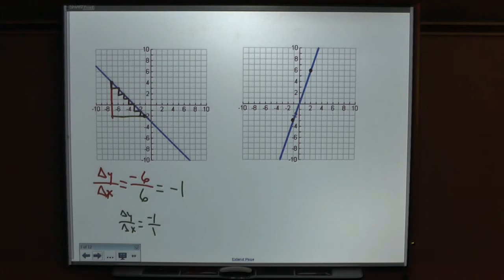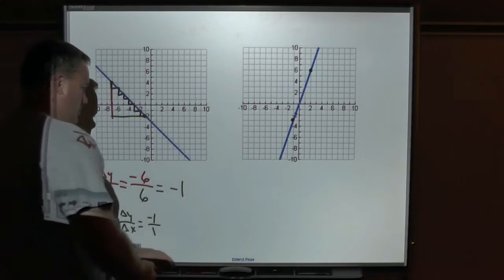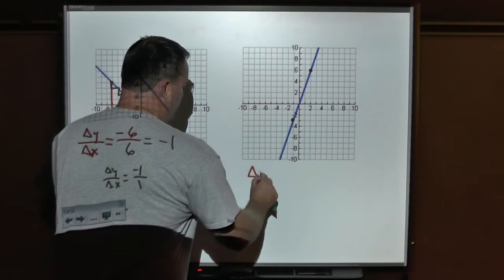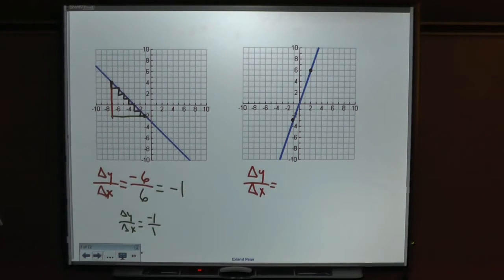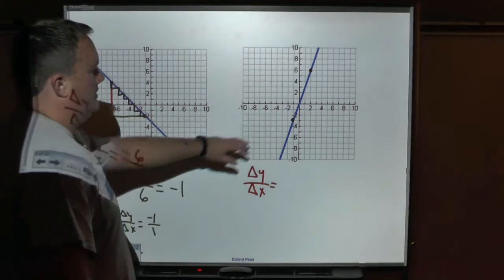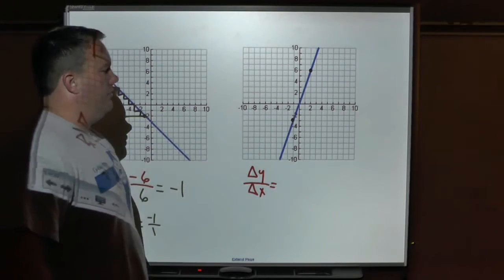Let's take a look at the next one. Our next one, let's find the slope of this line. Again, no different. Change in y over change in x. You'll write that down every single time. Start at the point farthest to the left. So the point farthest to the left in this case is a negative 1, negative 3.